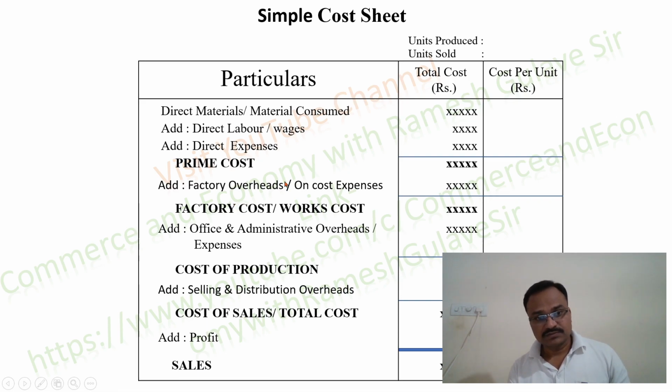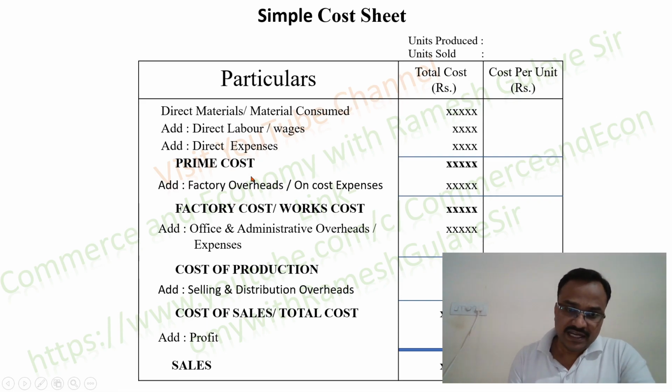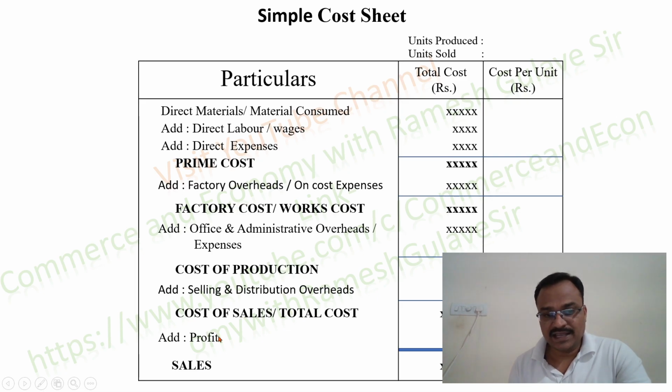Right. So when we add factory overheads, we get factory cost. When we add office and administrative overheads, we get cost of production. And when we add selling and distribution overhead, we get cost of sales or total cost. And adding profit, we can decide the selling price.